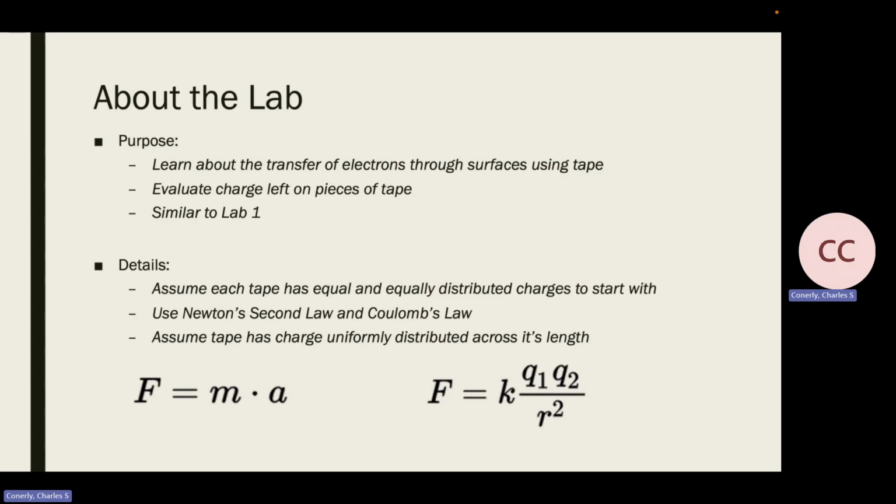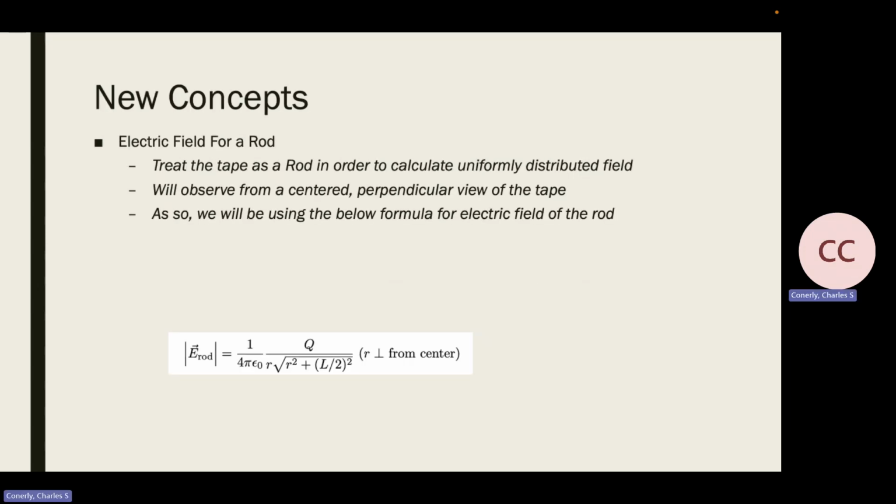First, we're going to assume that each tape has equal and equally distributed charges to start with. We're going to be using Newton's second law and Coulomb's law. And today in our lab, we're going to assume that the tape has charge uniformly distributed across its length. So there's one big new concept that we're going to go over, and it's about the electric field for a rod. We're going to treat the tape as a rod in order to calculate the uniformly distributed field.